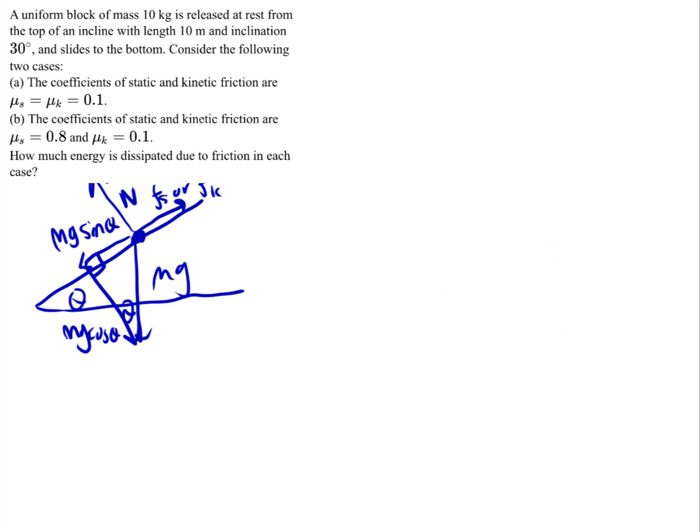Instead, we have to think that the block is moving. So if the block is moving, or accelerating rather, the block must be accelerating. So a is not equal to 0. So in this case, we can do the same thing instead, but with the kinetic friction.